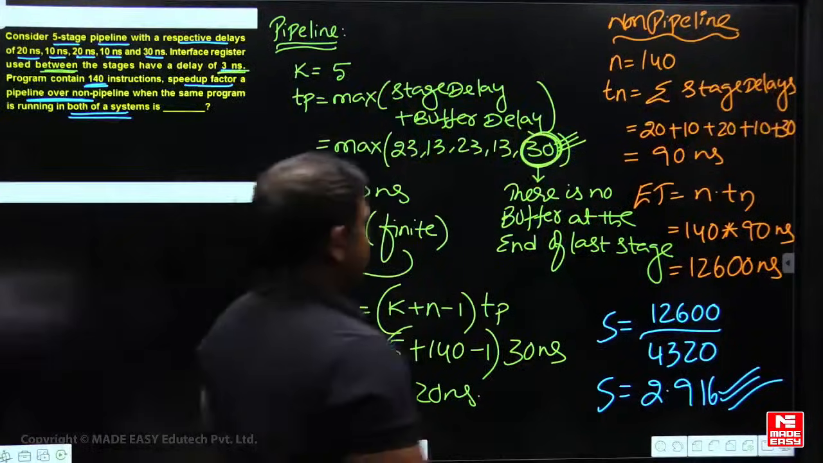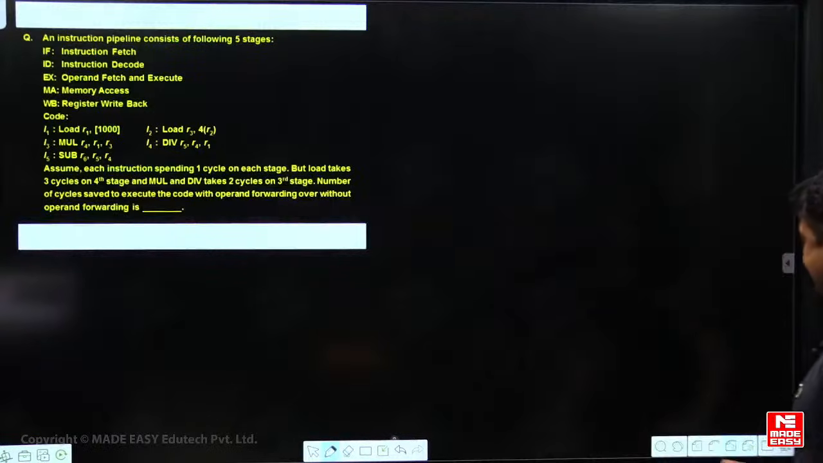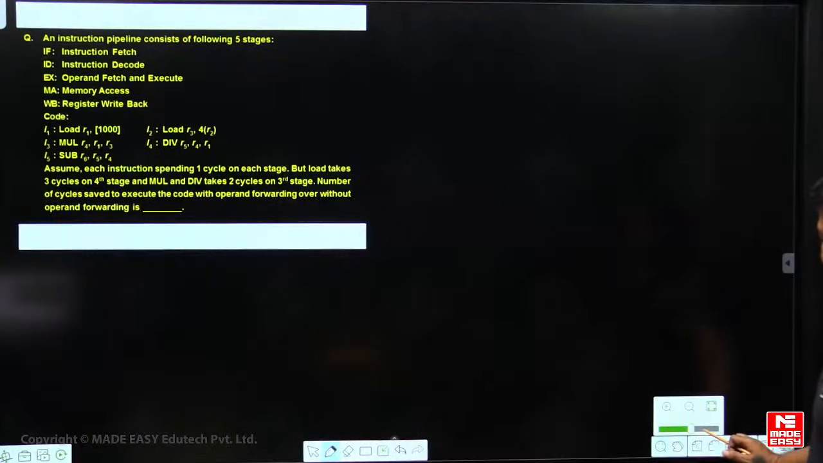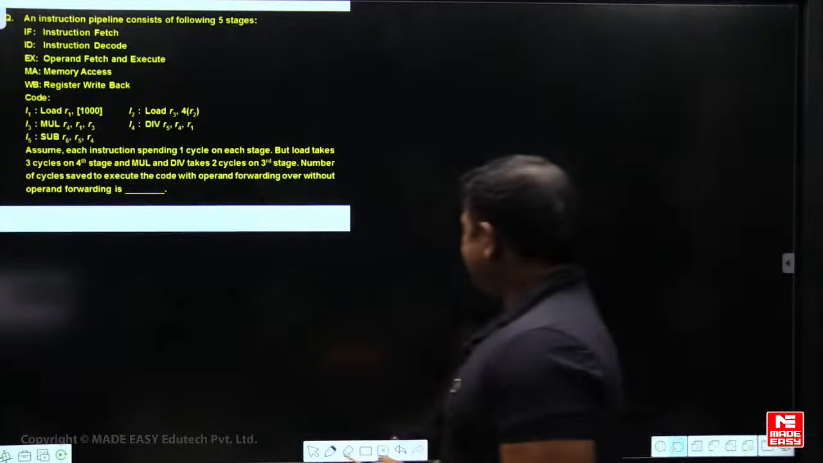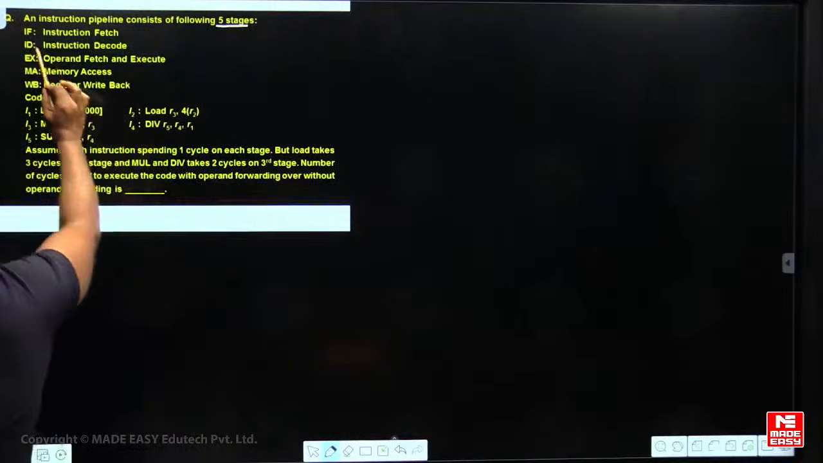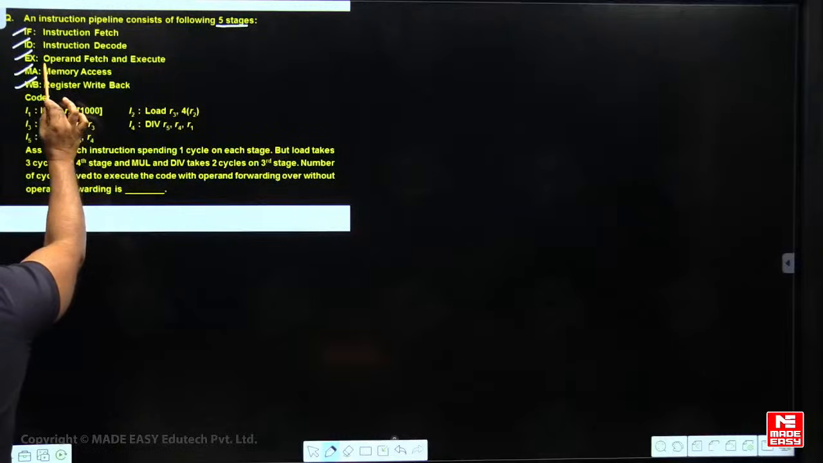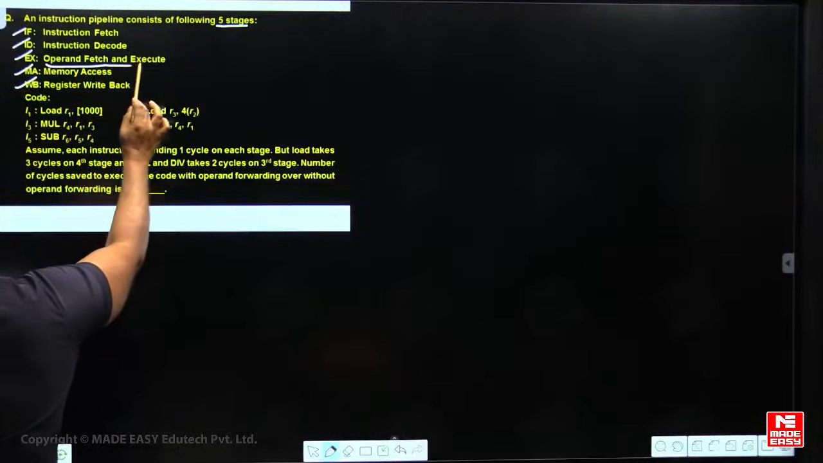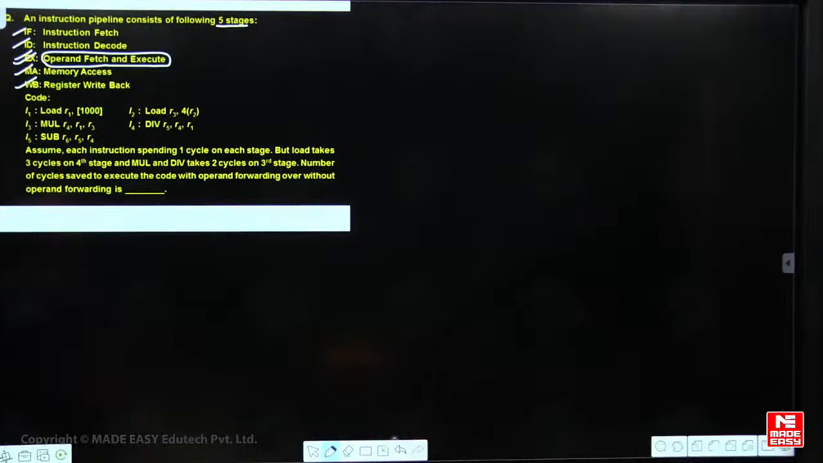Students, all right. Next question. Verify. An instruction pipeline contains 5 stages: fetching, decoding, execution, write back. But see this, operand fetch and execution both are placed in the X stage. Operand fetch execution stage में होता है. ठीक है.